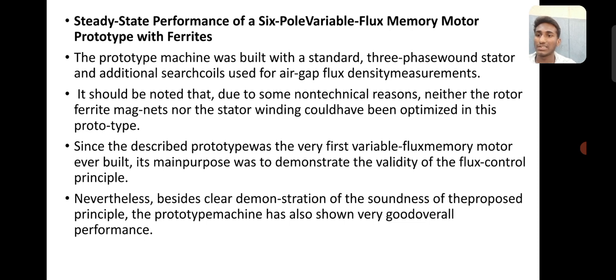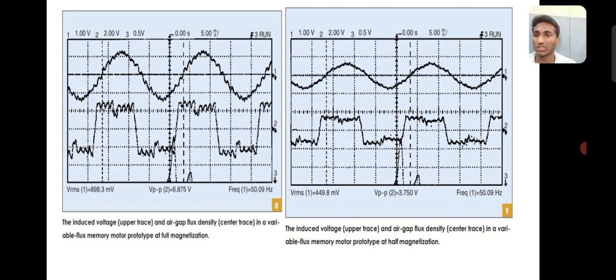Nevertheless, besides clear demonstration of the soundness of the proposed principle, the prototype machine has also shown very good overall performance. You can see the graphs of the induced voltage and air gap flux density in the variable flux memory motor prototype for the full magnetization, and also the induced voltage and air gap flux density at off magnetization. These are the two graphs of a variable flux memory motor under full magnetization and off magnetization.